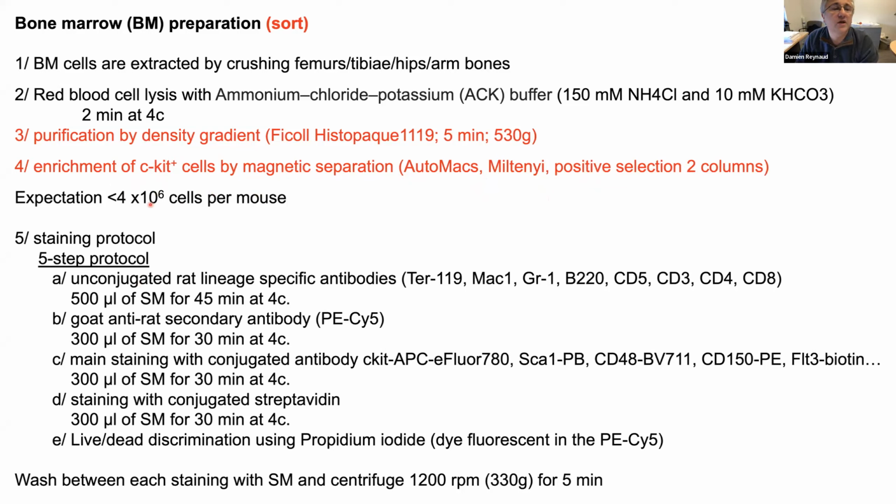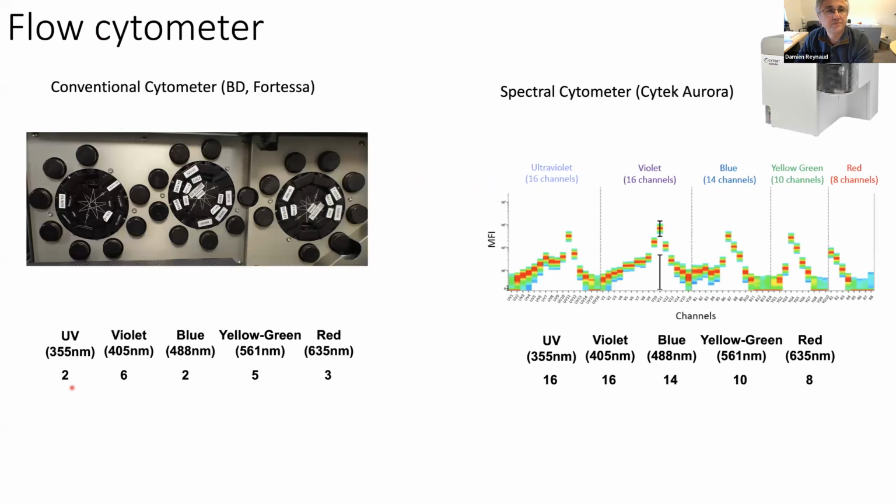In this case, you get about a couple of million cells per mouse. So we tend to pool 5 mice to get enough stem cells when we sort. If not, the protocol remains the same in this condition of sorting.